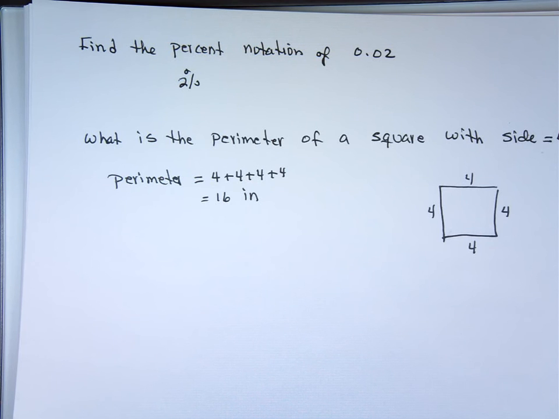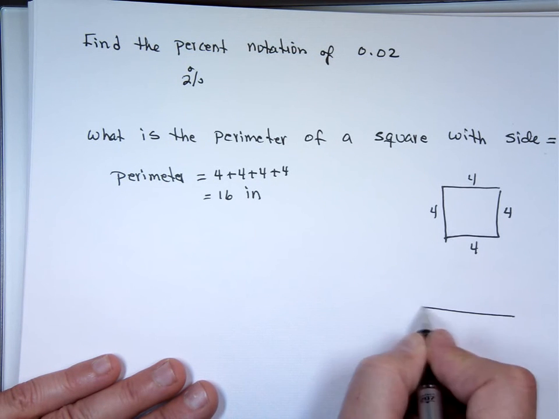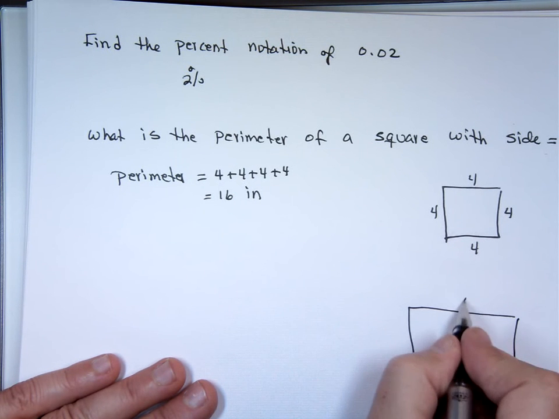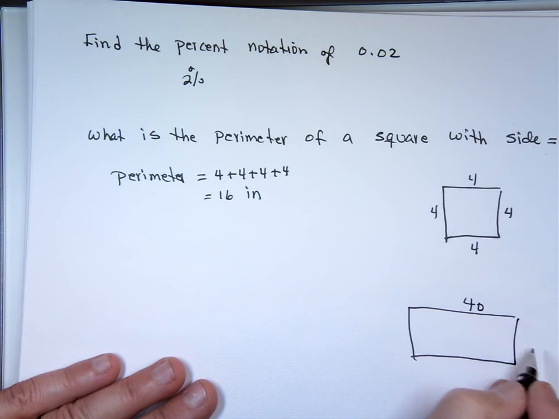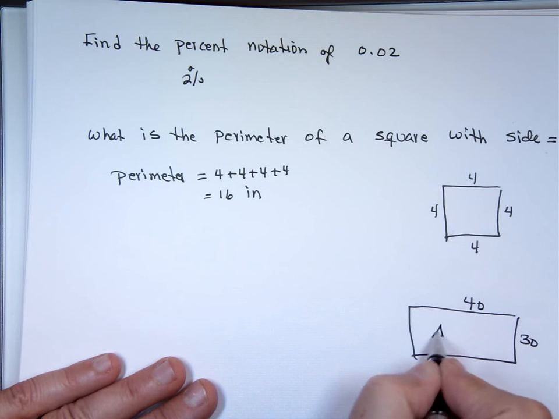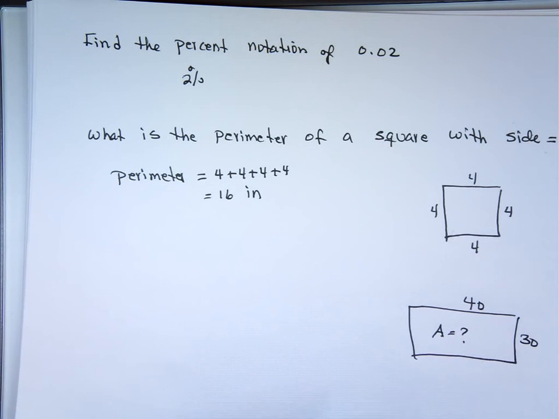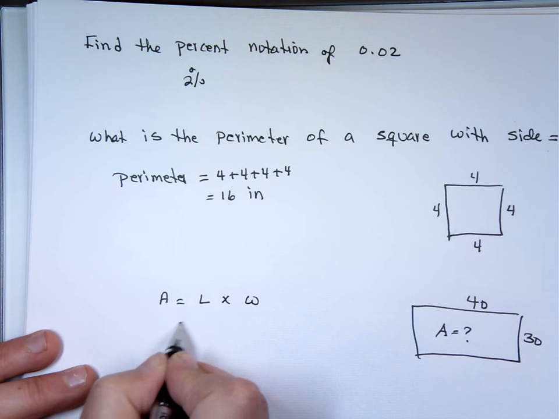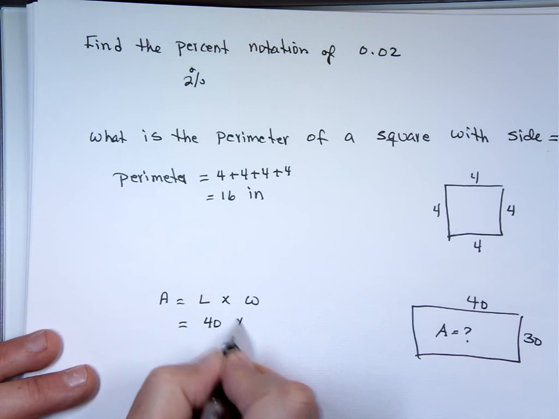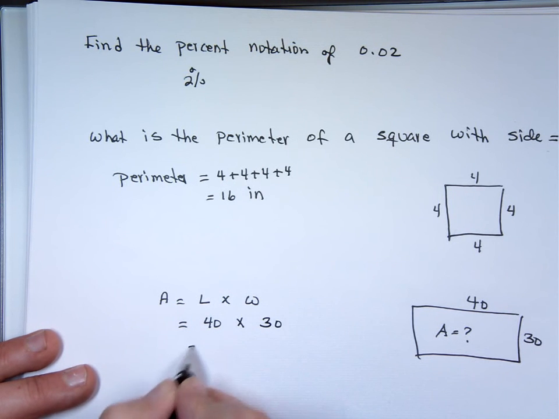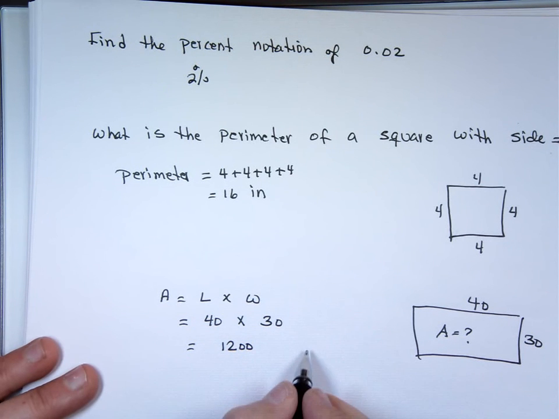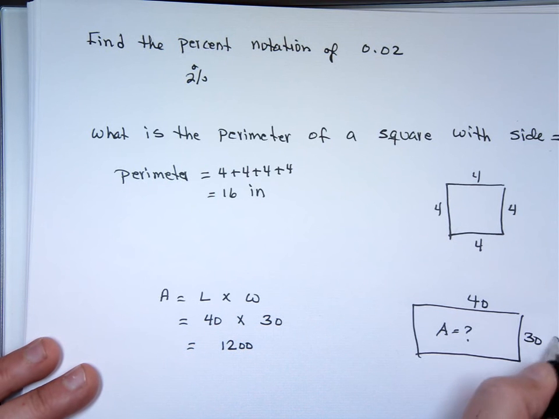I have another rectangular shape of 30 by 40. And I'm looking for the area. What's the area equal to? So the area is what? Length times width. What's the length? 40. What's the width? 30. What's 40 times 30? 1200. Square. These were what? Feet? Yep. So it'll be square feet.